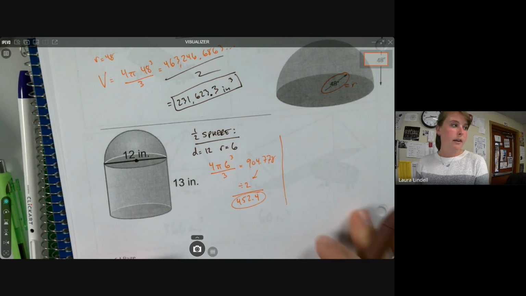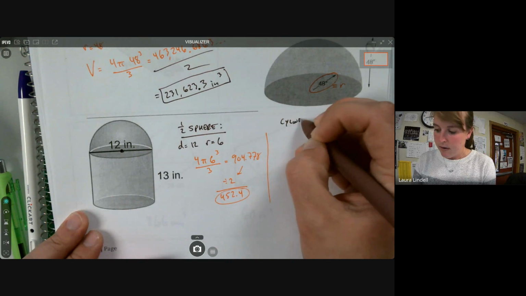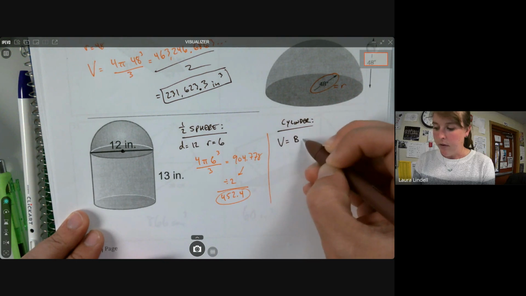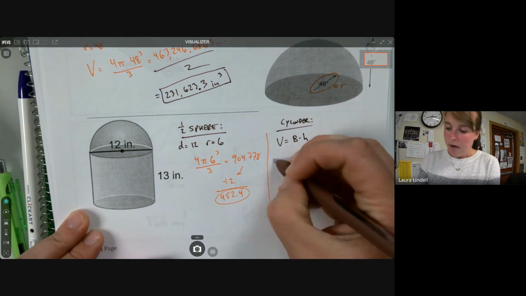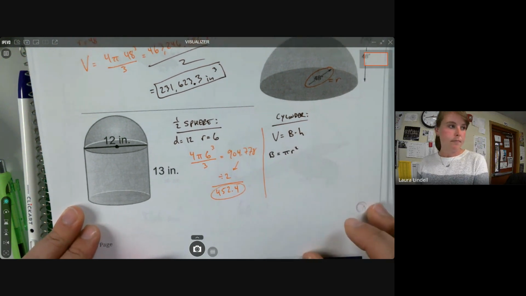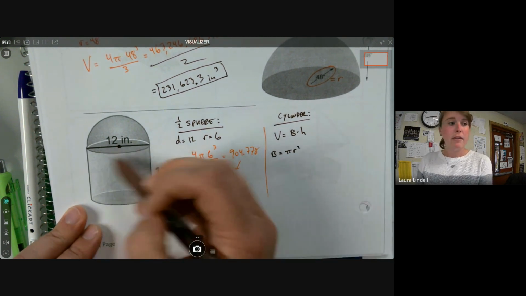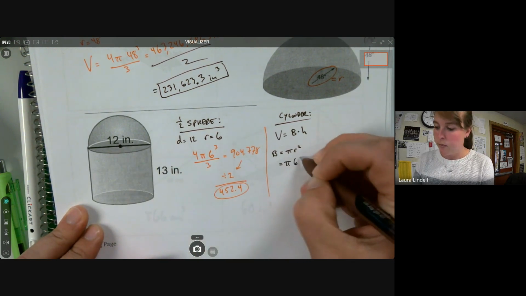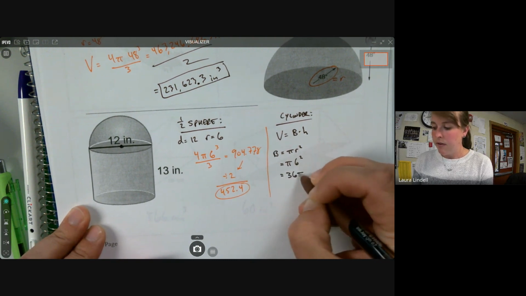Now we need to find the volume of the cylinder. All right, and so for a cylinder, just a reminder that volume is area of the base times the height. And the base is a circle. So area of the base is going to be pi r squared. All right, well, the radius was 6 still, right? It's the same circle base that we had on our sphere. So we're going to go pi times 6 squared. 6 squared is 36. So I'm going to leave this as 36 pi for the moment.